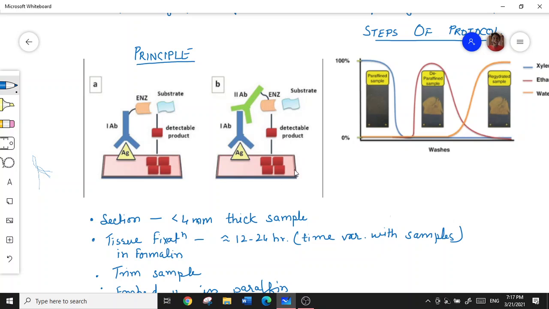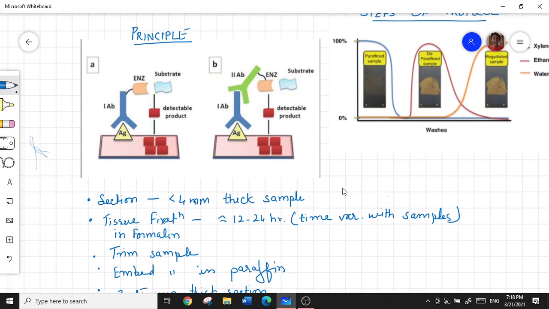This is a longer procedure, and after addition of every substance, like antigen, primary antibody, secondary antibody, or enzyme conjugate, every time we wash this slide thoroughly, so that only this combination remains stuck on the slide, and the rest of the extra material is not present. Then finally we get a detectable product. So this was the principle.